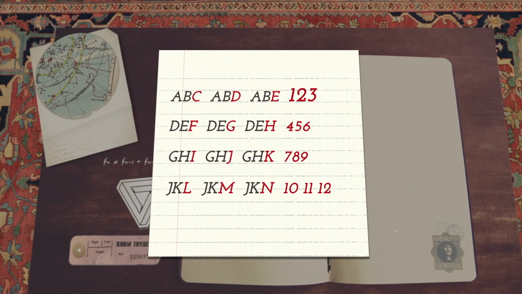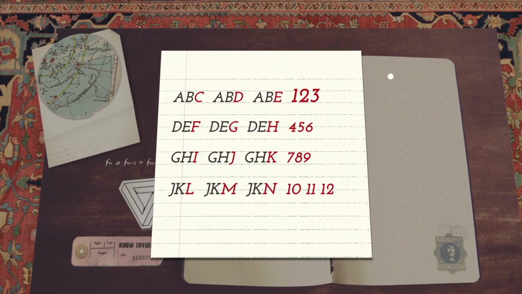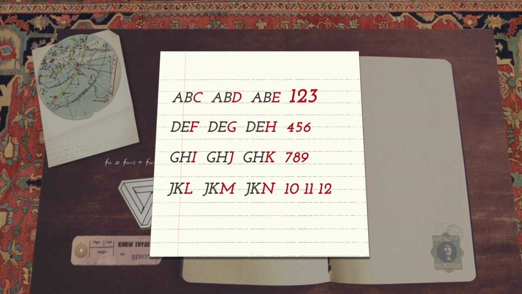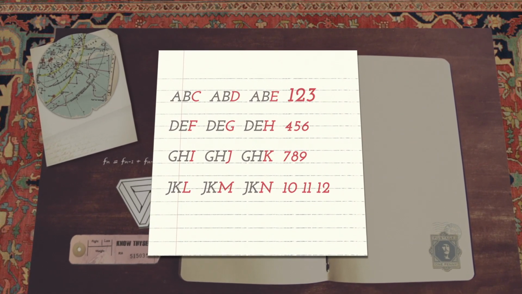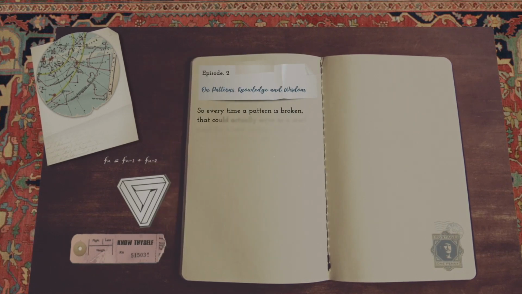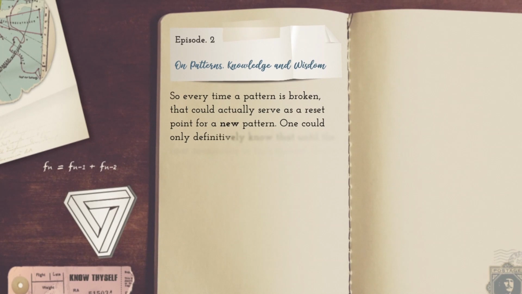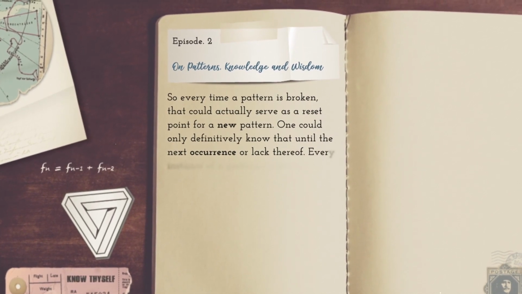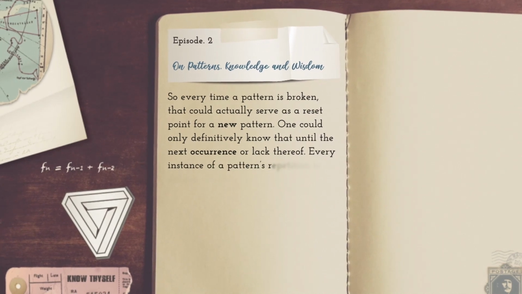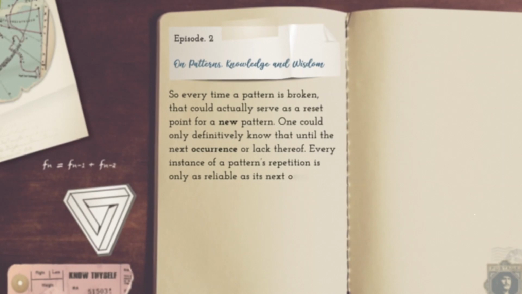My exclusive information about the pattern suggests that every fourth sequence in the pattern must start a new sequence. So, every time a pattern is broken, that could actually serve as a reset point for a new pattern. One could only definitively know that until the next occurrence or lack thereof. Every instance of a pattern's reputation is only as reliable as its next occurrence.